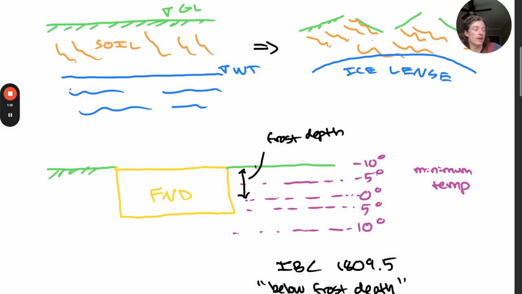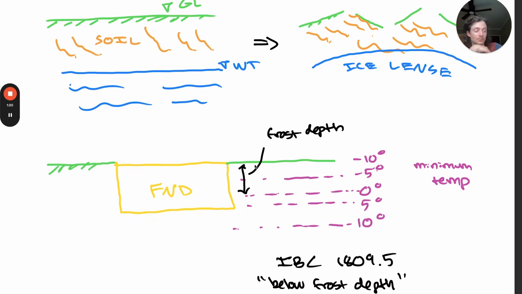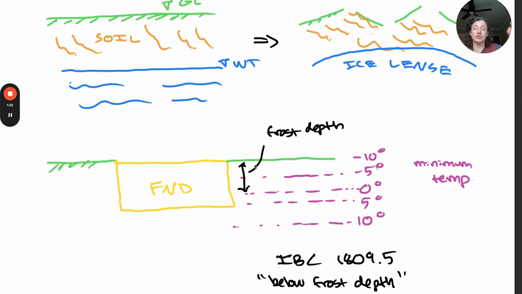And I've drawn a little graphic here to explain that as you get deeper underground, the temperature is more stable. It's closer to 55 degrees, and we're less likely to see frost or freezing happen as we go lower and lower. So the frost line and the distance to the frost line is going to depend on properties of the soil. It's going to depend on the climate and how many freezing days we have in a row.